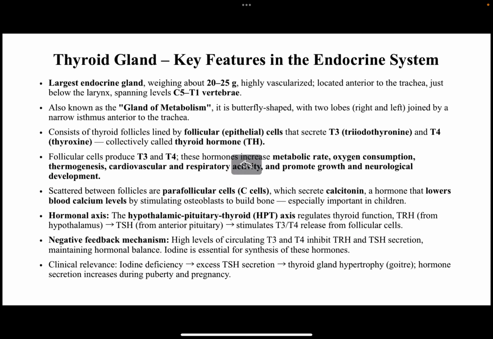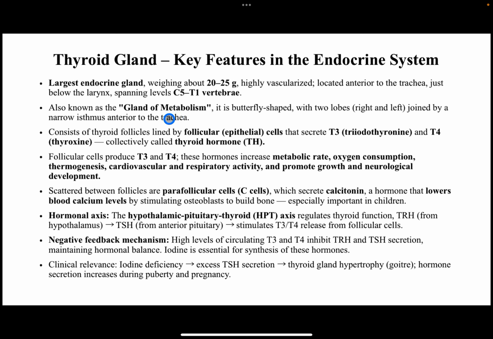So basically, that is it for the thyroid gland. The thyroid gland is the largest gland, weighing about 20 to 25 grams, highly vascularized and located anterior to the trachea, just below the larynx, spanning the levels of the fifth cervical vertebra and the first thoracic vertebra. We also call this gland the gland of metabolism. This is the gland in charge of metabolism.